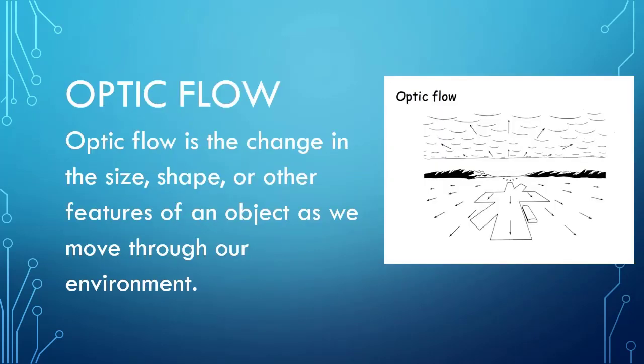This concept is something that we call optic flow, and it involves changes in all kinds of different features of an object that give us hints as to how something is moving. So it could be a change in the size or the shape or the spatial frequency, or even our ability to perceive certain features of the object and observing them change as it moves through our environment.